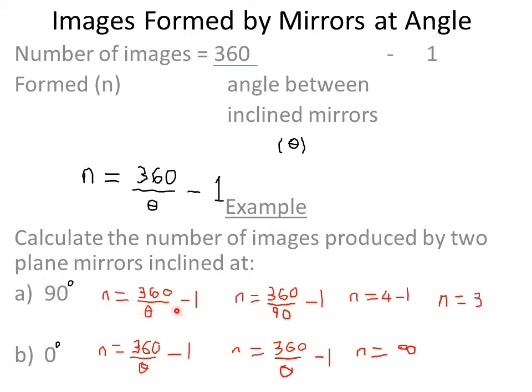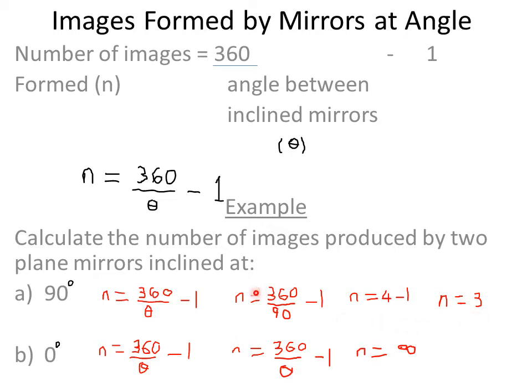So if I substitute here, n is equal to 360 divided by 90, then minus 1. 360 divided by 90, the 0 cancels with 0, 36 divided by 9, you get 4. So n is equal to 4 minus 1, so n is equal to 3. Remember, n represents the number of images formed. So for two mirrors inclined at 90 degrees, the number of images produced will be 3 images.